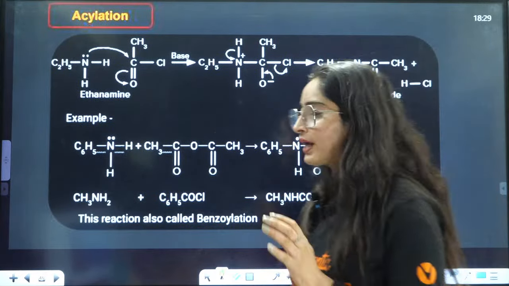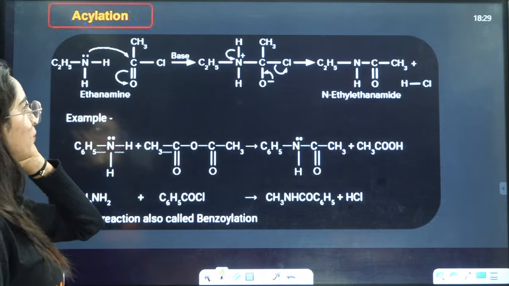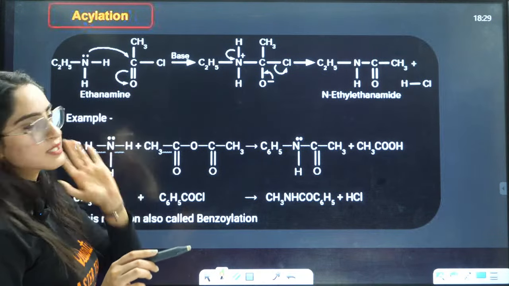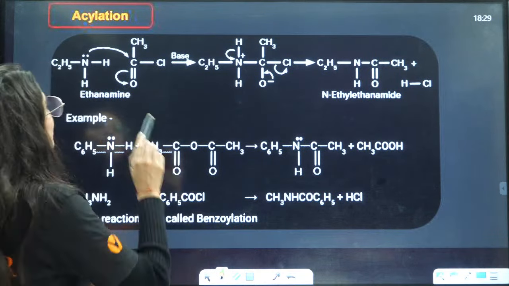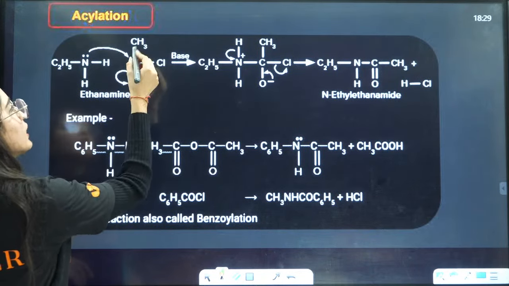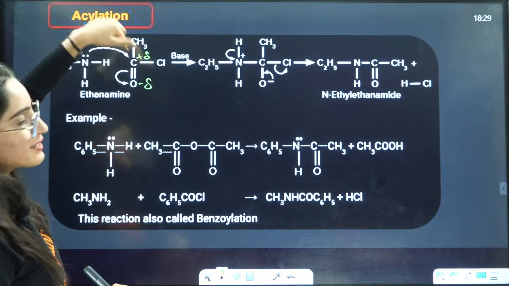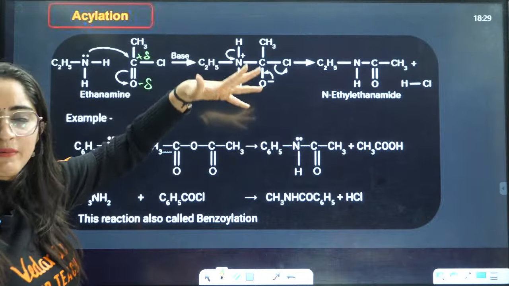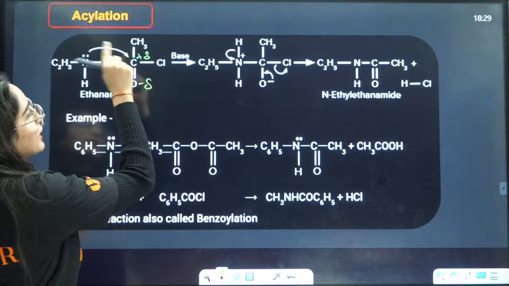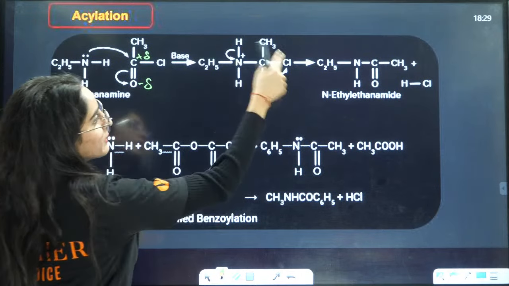Let us see what we are doing here. So here you have a 1 degree amine to which you are adding CH3COCl with a base. So here what will happen? This lone pair will attack on this. Why? Because this is partially positive and this is partially negative. The lone pair will attack on the partially positive, less polar side. Here this is N, this is H, this is H, and this will be attached here.